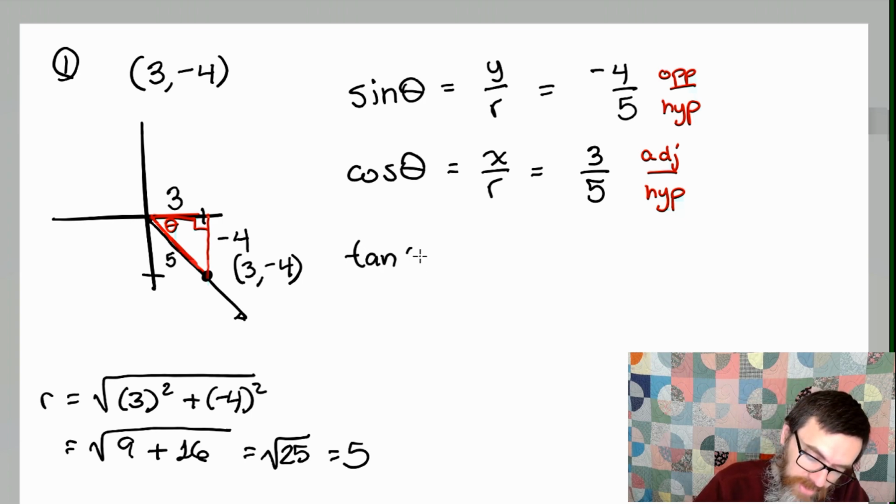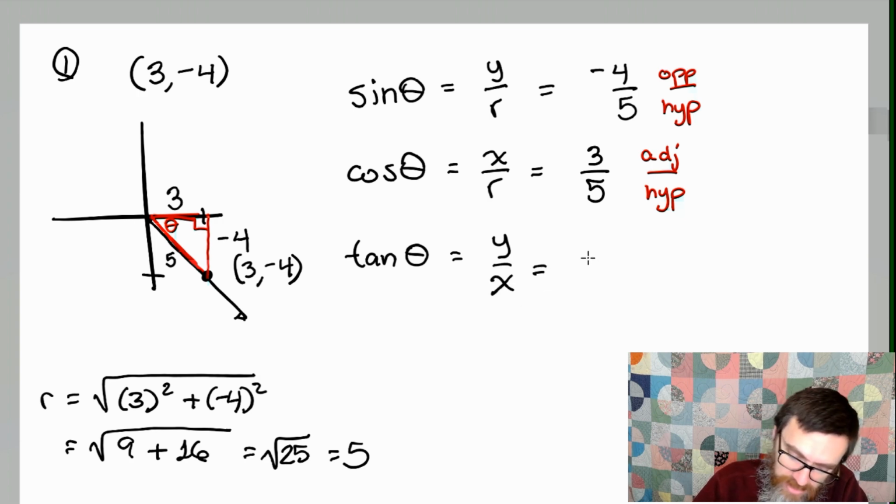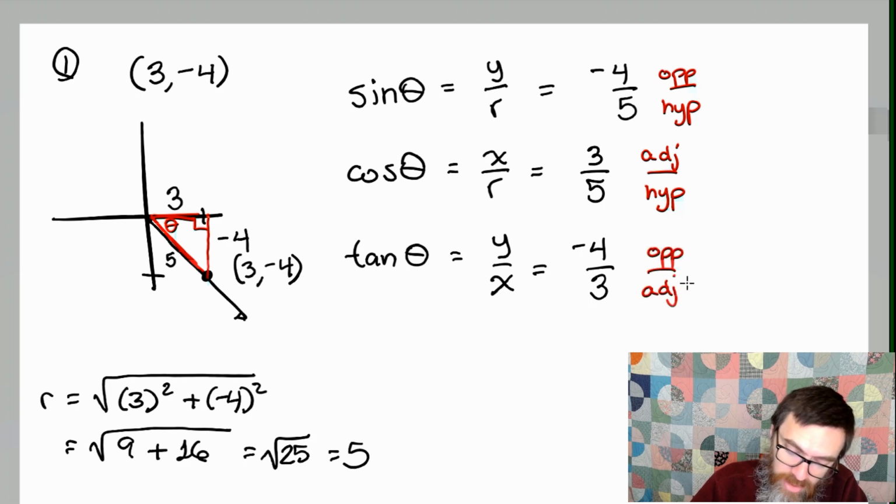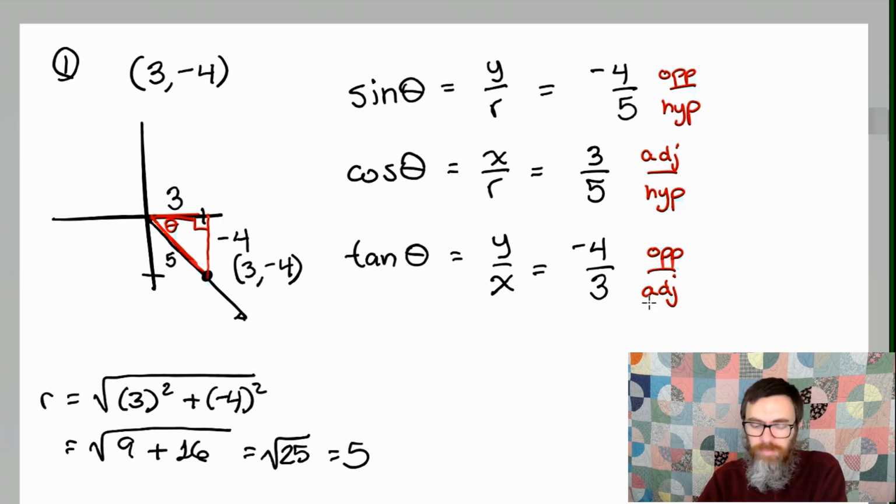And now let's look at the tangent. Tangent is y over x. My y value is -4, and x is +3. We can connect this by saying this was opposite over adjacent. So there's the whole SOHCAHTOA, all coming from the diagram.